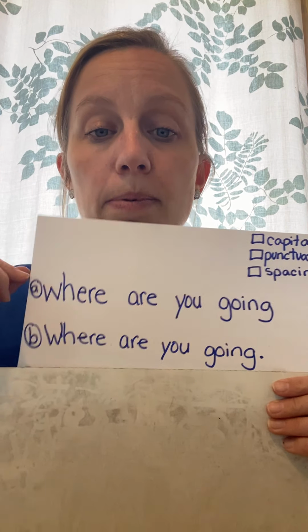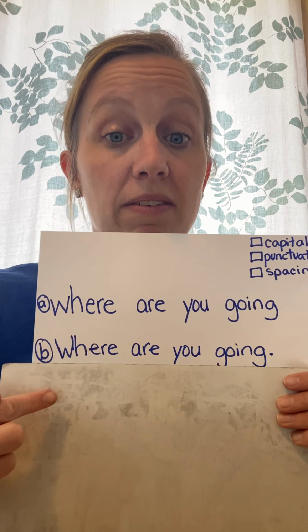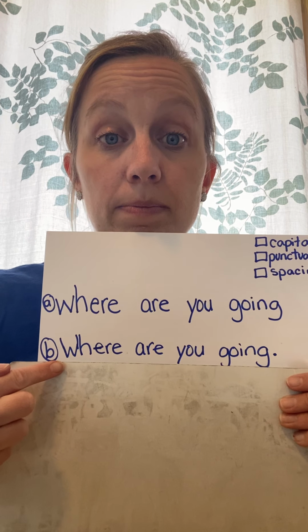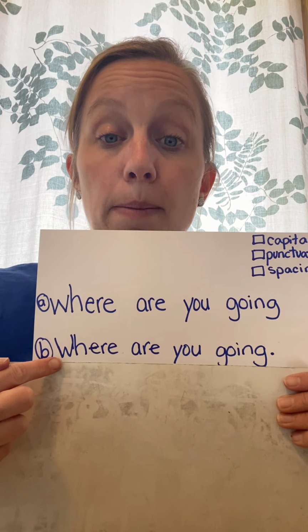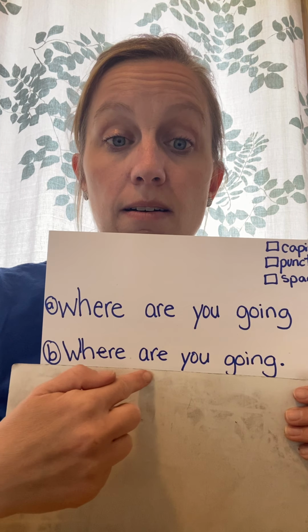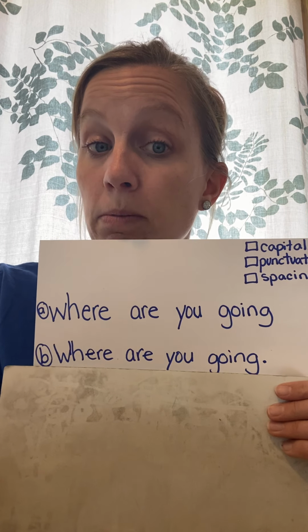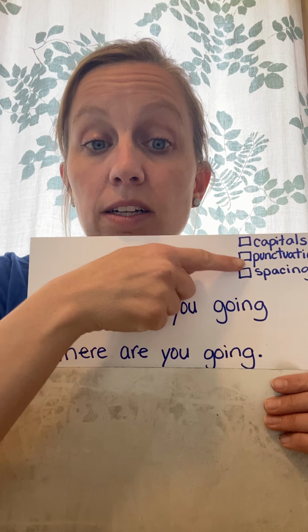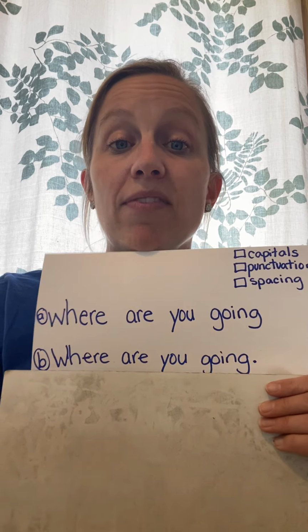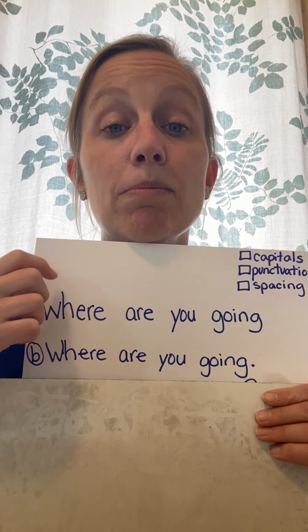Next one, let's start with our capital letters. Capitals start at the beginning. Do I have a capital at the beginning of this sentence? Yes, I do. So capitals look good. Let's make sure there are no extra capitals throughout. Where are you going? I don't see any capital problems here, so capitals are good to go. Let's look at punctuation. Punctuation comes at the end. Where are you going? Period. There is punctuation. This punctuation means I'm telling.